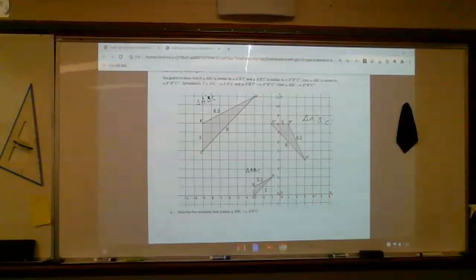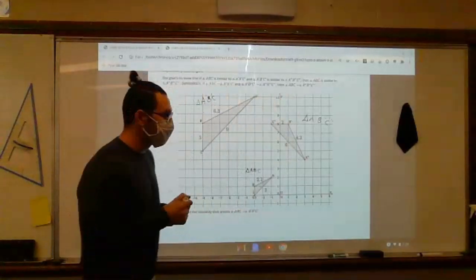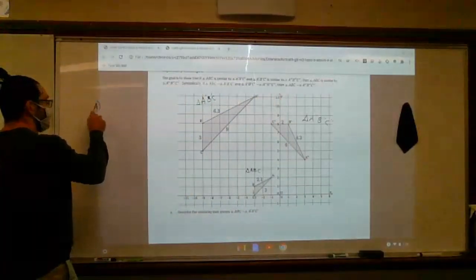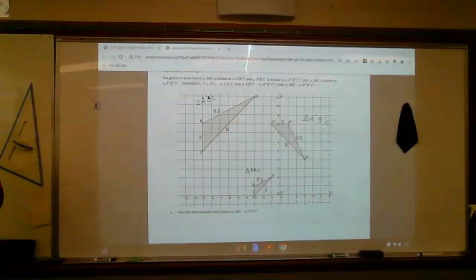We're still thinking about whether it's the same, and if they're similar. Okay, here we go, letter A. So one of the things that I talked about is it's image divided by pre-image. Do you need to do that to figure out whether they're similar? No, but you should still stay in the order of image divided by pre-image unless it tells you otherwise.